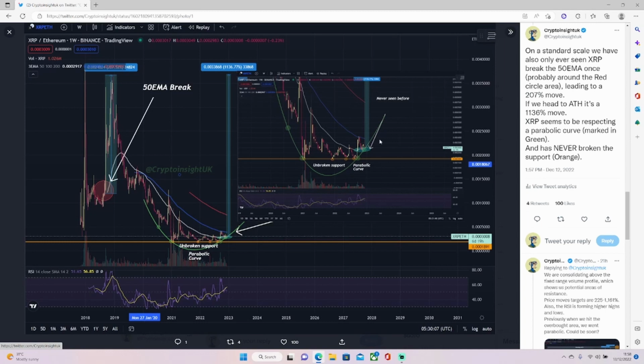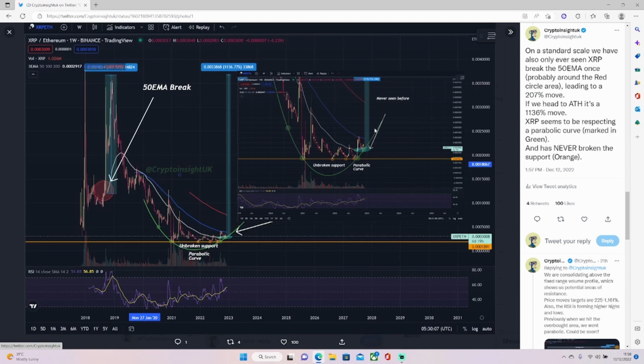This is on the standard scale, as I was saying. This is that unbroken support level that I was kind of talking about. We've never had a weekly close below it. It's also the parabolic curve. You can see it has tested it there. It's tested it again here. We've curved down, using the unbroken support as basically our floor. Again, testing the parabolic curve, and now it's just touched it again.